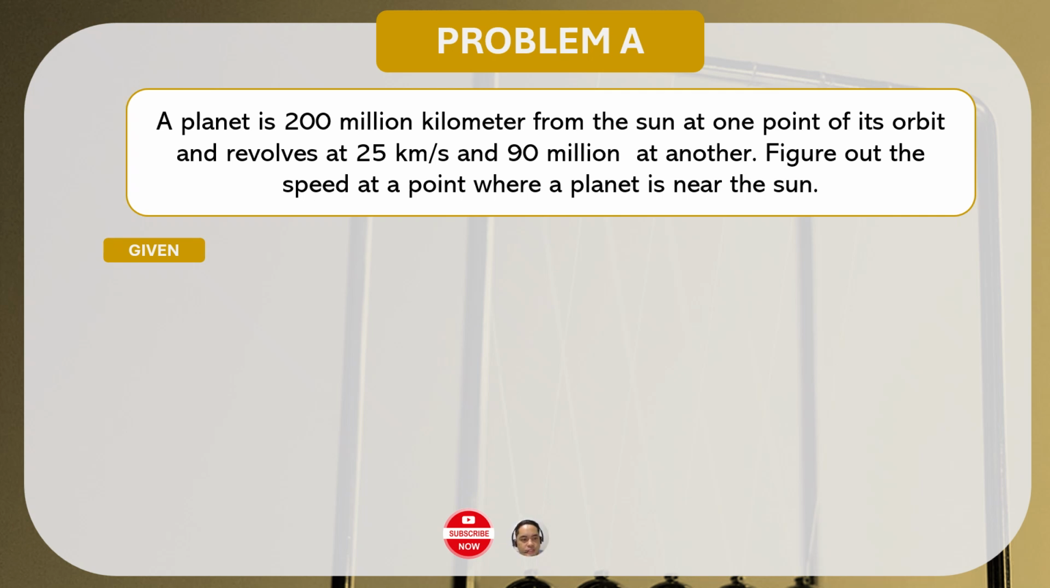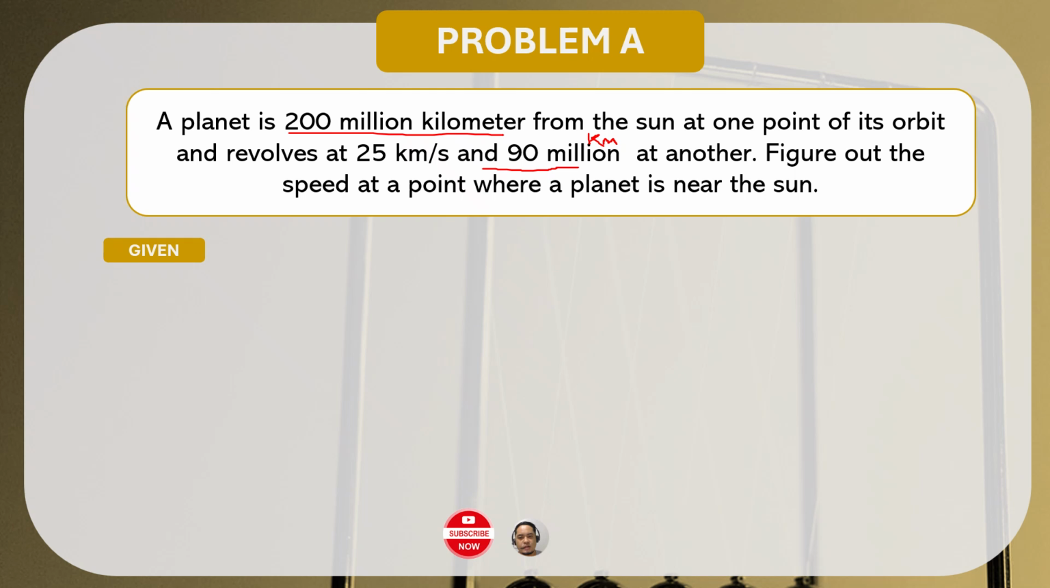If you notice here, we have a distance from the sun, 200 million kilometers, and we will compare that to 90 million, of course kilometers, to have consistency in the problem. So obviously, 200 million kilometers is the longer distance from the sun.